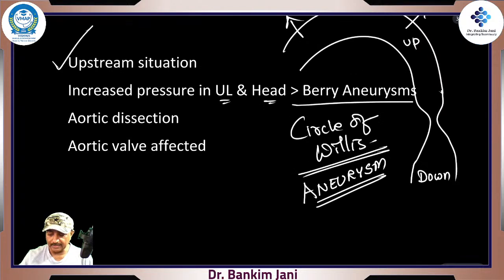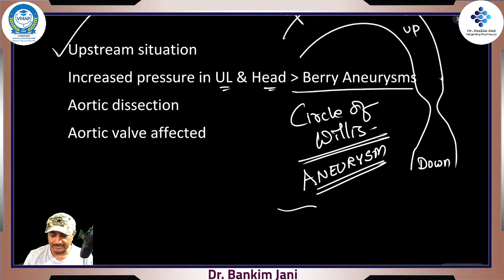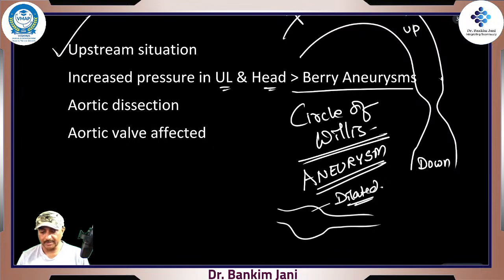That means the walls of the blood vessels are thinned out. They dilate, right? They are dilated. When they are dilated, they are prone to break, prone to rupture, right? This is what is called a berry aneurysm. So in the circle of Willis, the walls of those vessels dilate, right? They thin out.